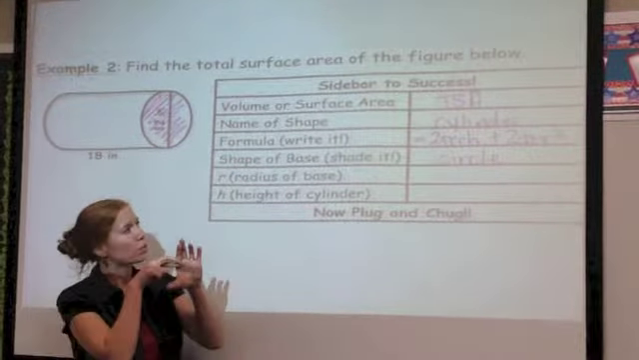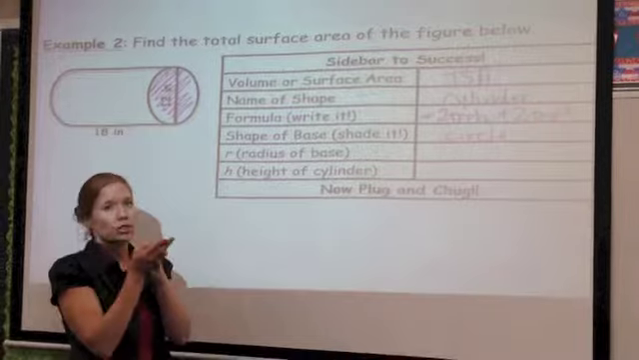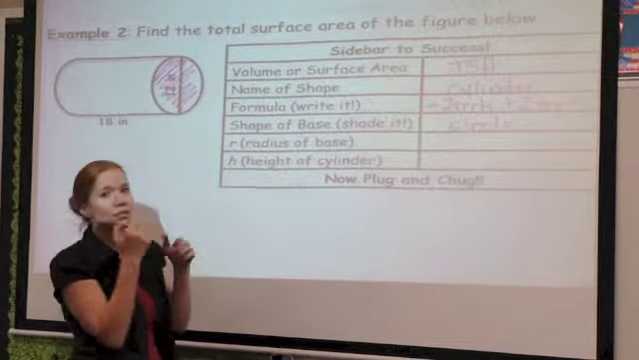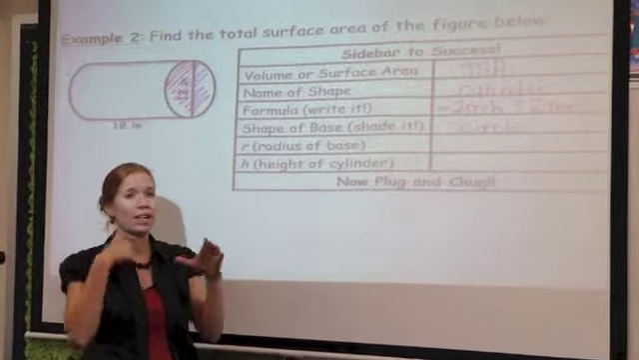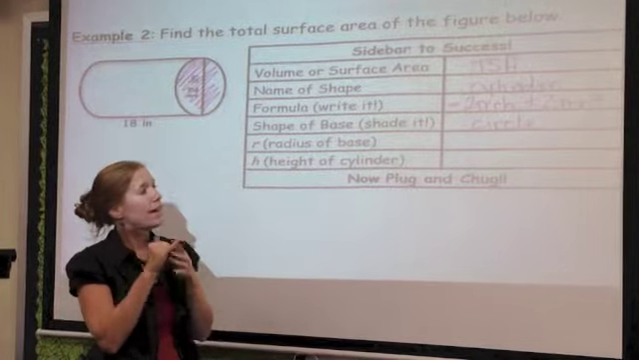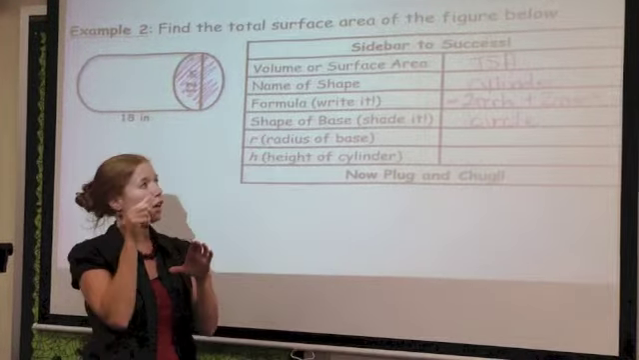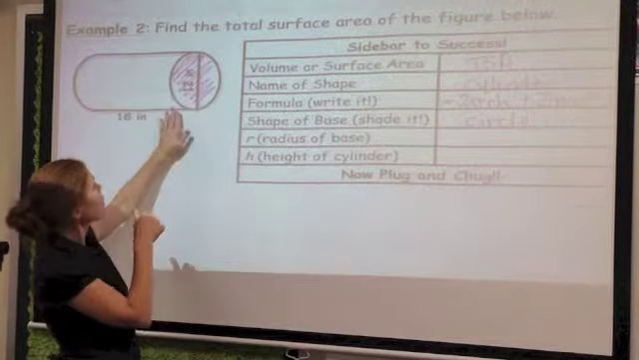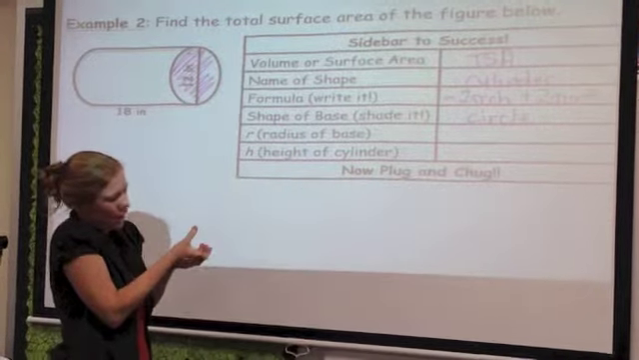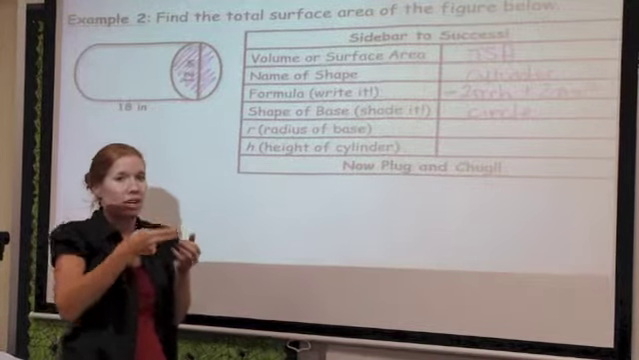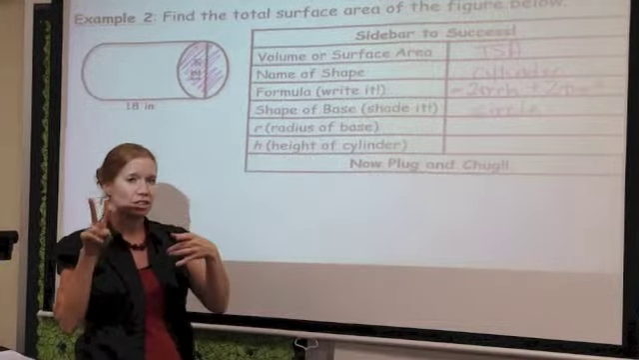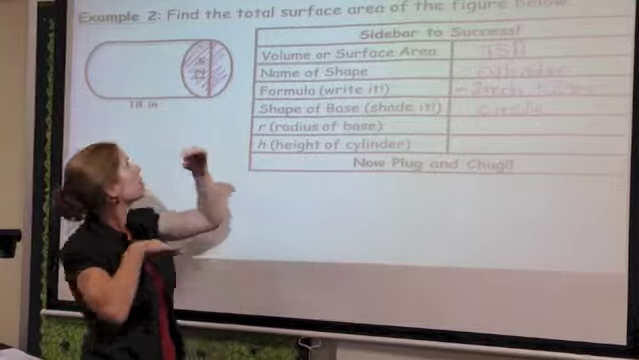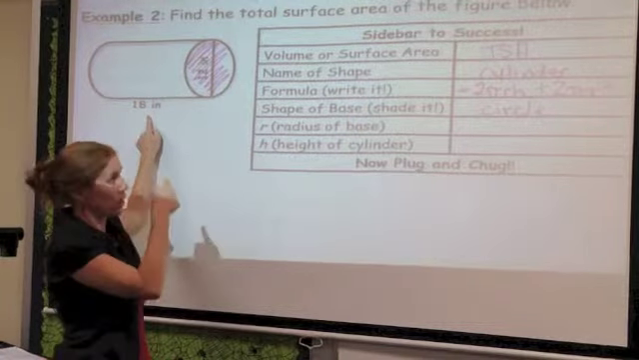Now I'm ready for the radius. Make sure when we look, that is right now telling me the diameter, so I need to divide by 2. That will give me a radius of 6. And then the height, again, remember this one's laying down on its side, but I need to remember that the height is the line connecting the two bases. So that's going to be 18 for this one.